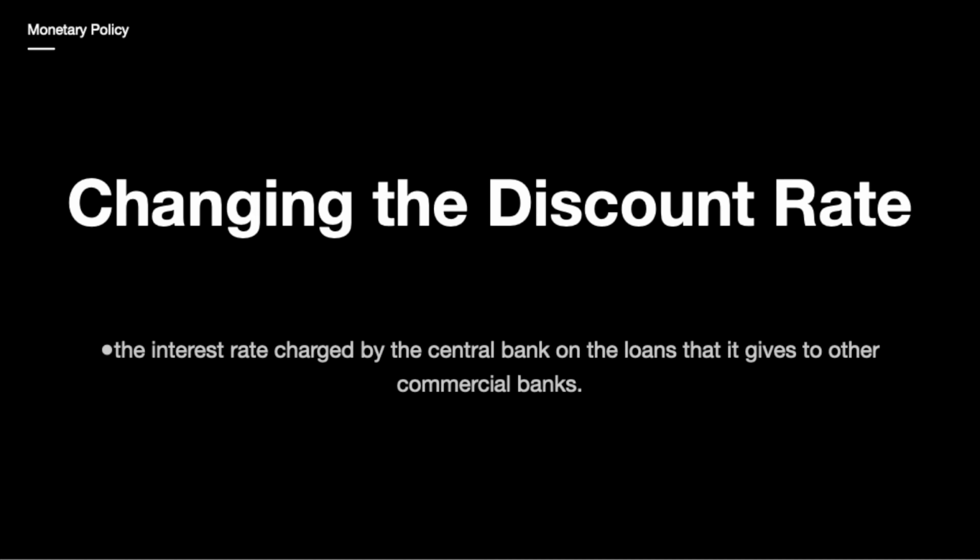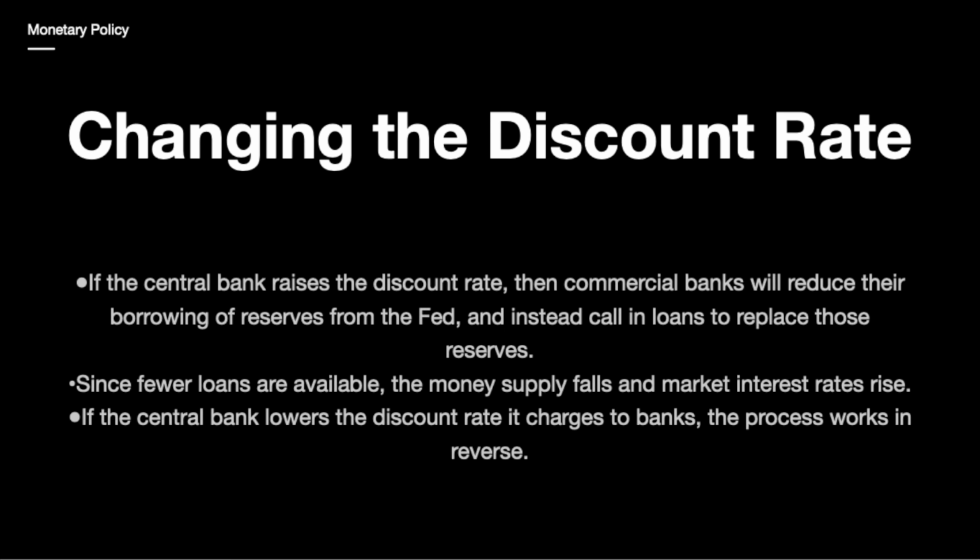Changing the discount rate. A third traditional method for conducting monetary policy is to lower or raise the discount rate. The discount rate is the interest rate charged by the central bank on loans that it gives to commercial banks. If the central bank raises the discount rate, then commercial banks will reduce their borrowing of reserves from the Fed and instead call in loans to replace those reserves. Since fewer loans are available, the money supply falls and market interest rates rise.